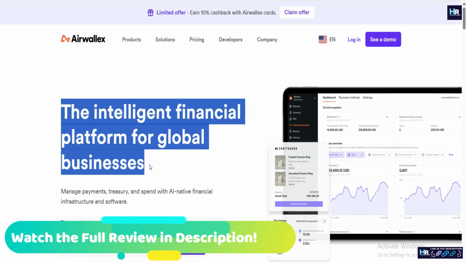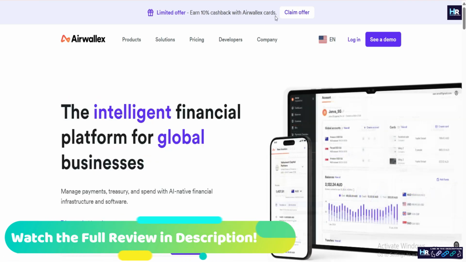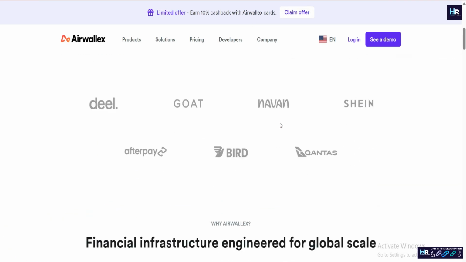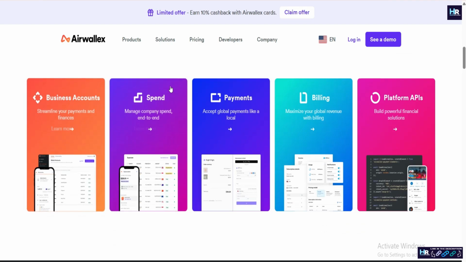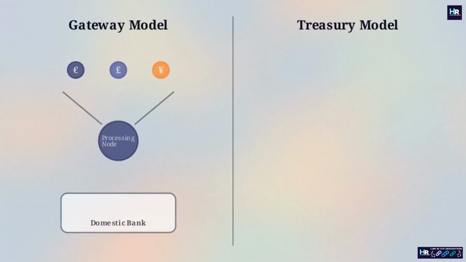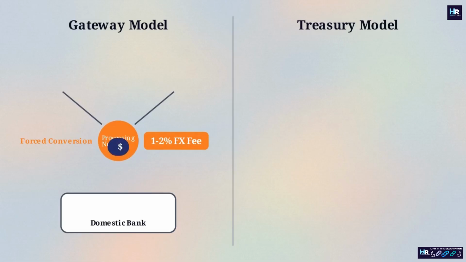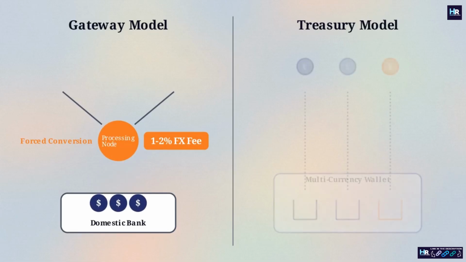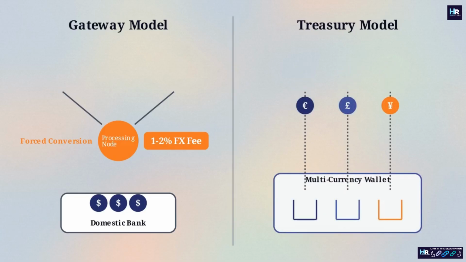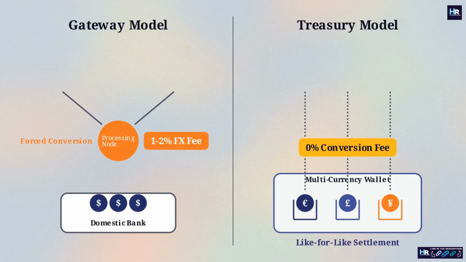To understand why this happens, we have to look at the structural difference between Stripe and Airwallex. Stripe functions as a gateway. It's built to process a transaction, trigger a forced conversion, and settle everything into a single domestic bank account. Airwallex is built as a global treasury. Incoming revenue flows into separate, parallel buckets within a multi-currency wallet. It holds the funds in their original form, so you can spend them later without paying for a second conversion.